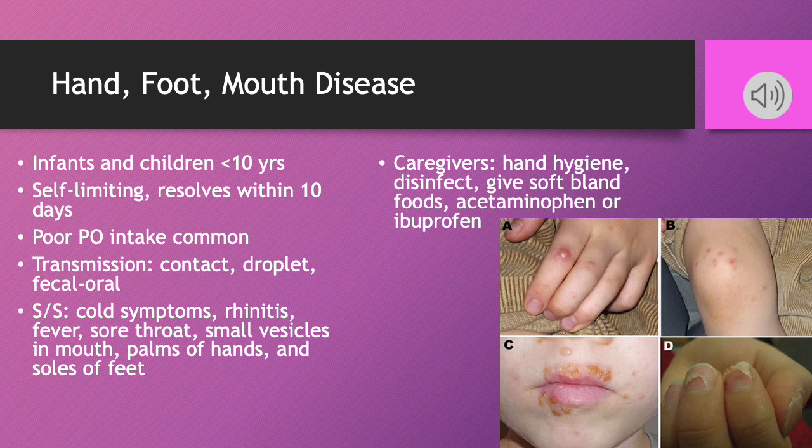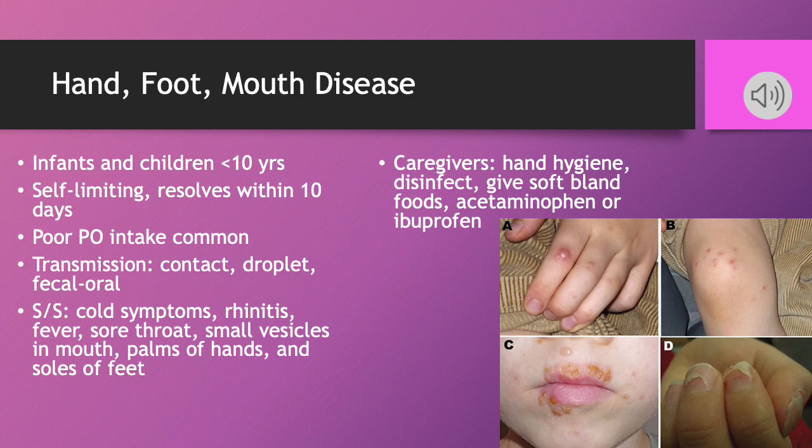Hand, foot, and mouth disease is exactly what it sounds like. It's an infectious disease that takes place having blisters around the hands, feet, and the mouth. You can see the image at the bottom right-hand corner of the screen. Sometimes it actually will cause the nail beds to have blisters underneath them, and then eventually the nails will fall off. This is common in infants and children less than 10 years of age. Again, it is self-limiting. Usually it resolves within 10 days.